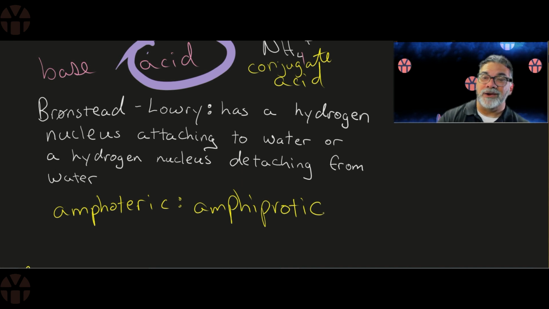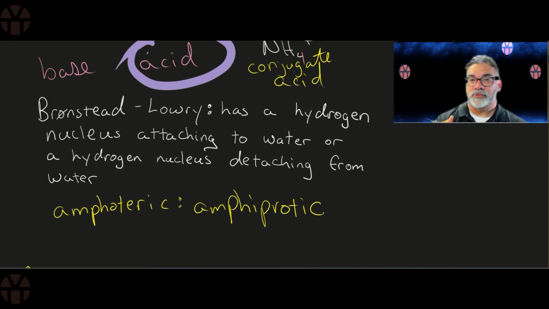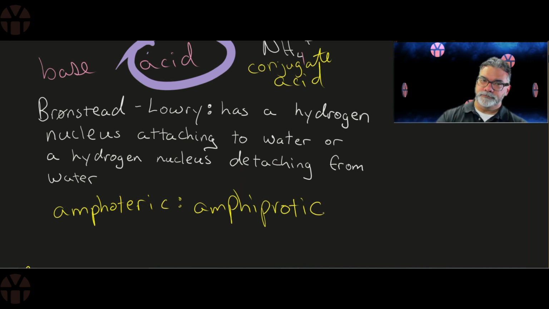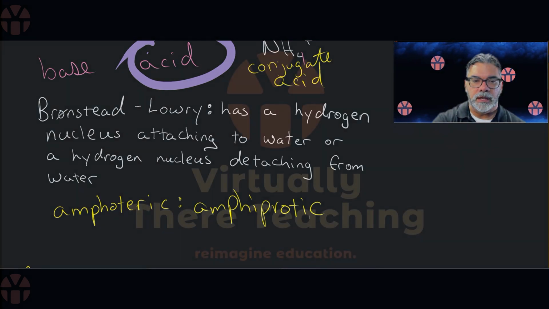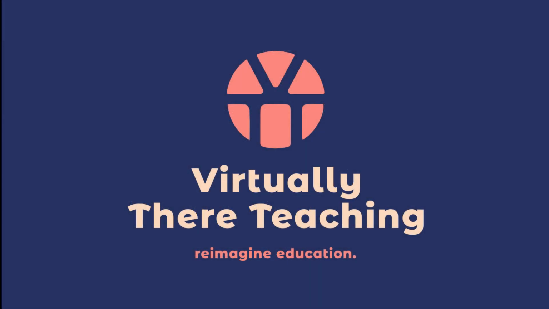But amphoteric is one that you will often see in textbooks or in papers. So when you see amphoteric, make sure you understand that it could accept a proton or donate a proton, and both of those are perfectly acceptable. So we take it one step at a time, one tick at a time, and you'll be there in virtually no time.